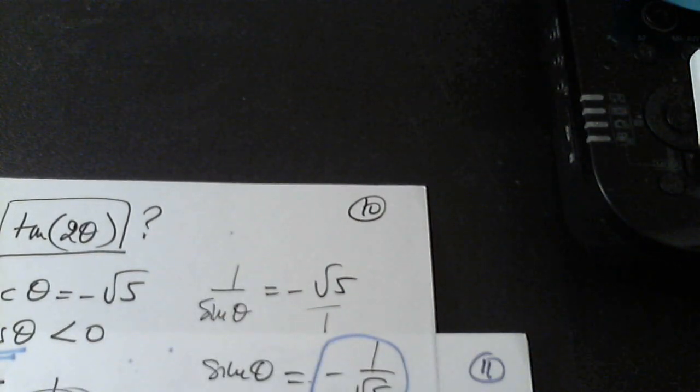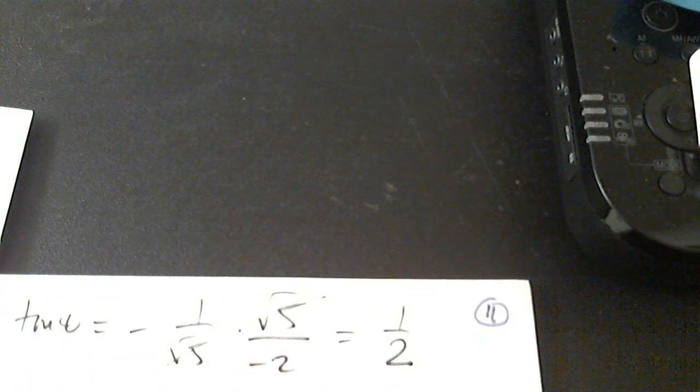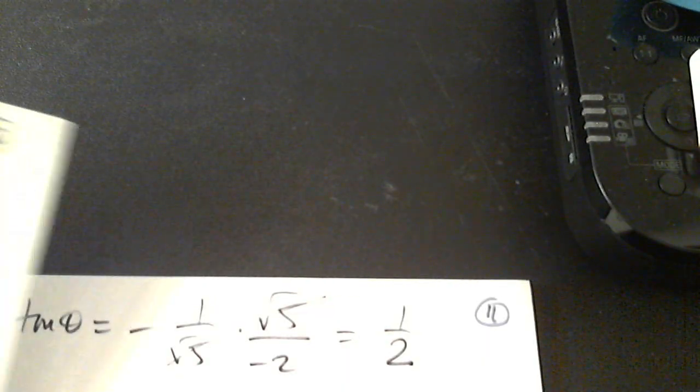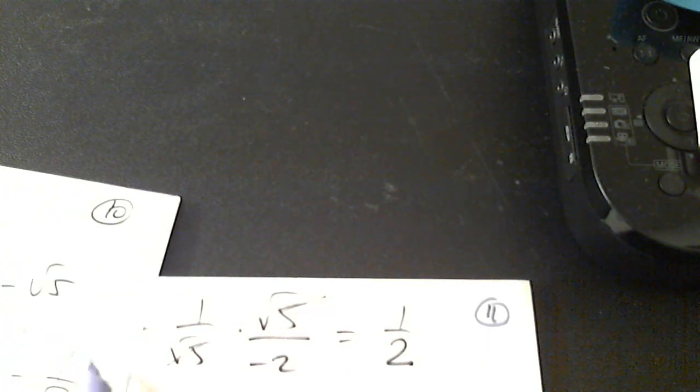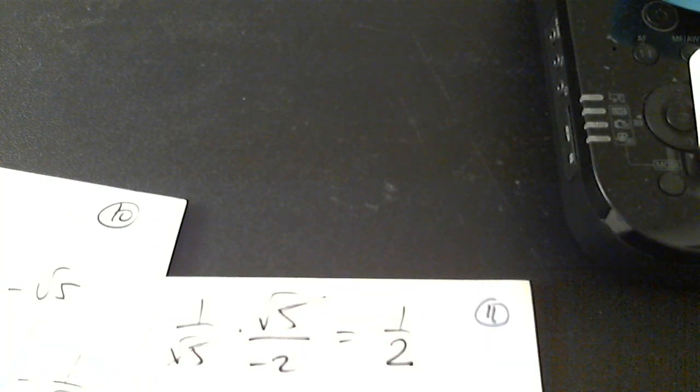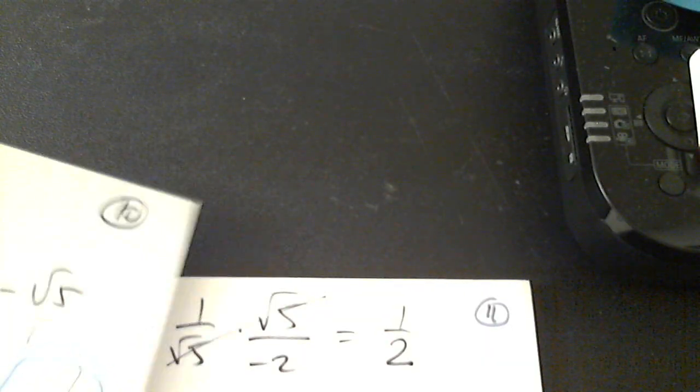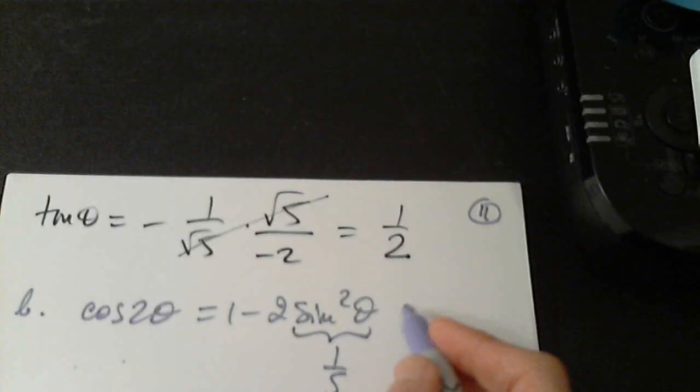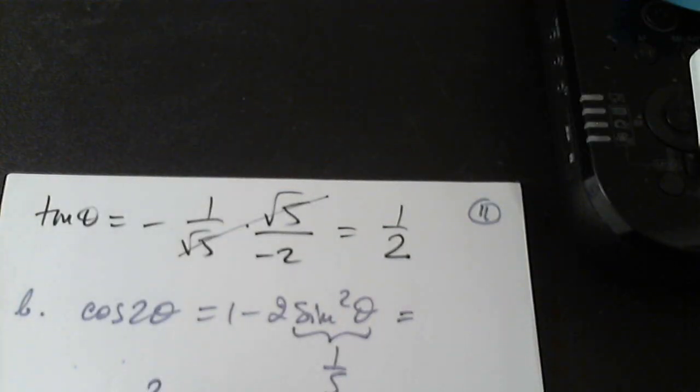For cosine twice theta, since I already have sine, I will use the formula with 1 minus 2 sine square theta. I don't want to use both. I just want to replace one. Again, when I square this, this becomes 1/5. And I'm done, right? So this is 1 minus 2/5. 5 minus 2, so it's 3/5.